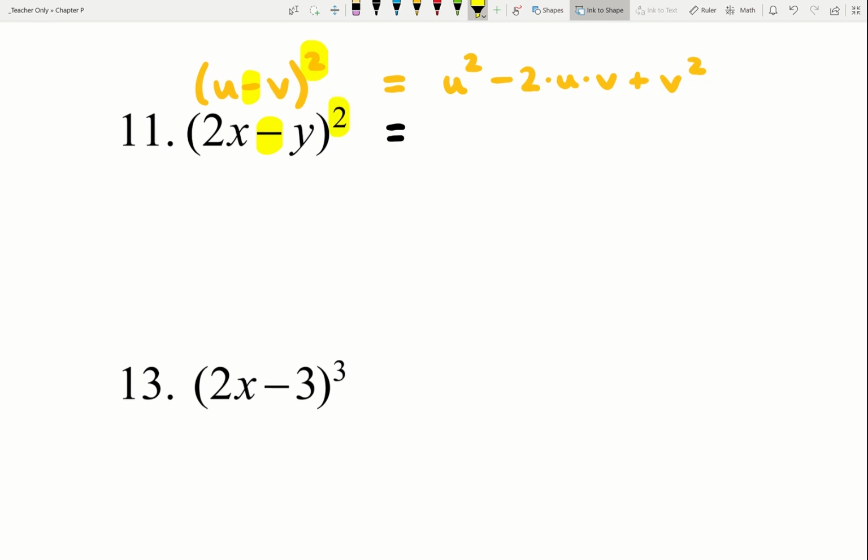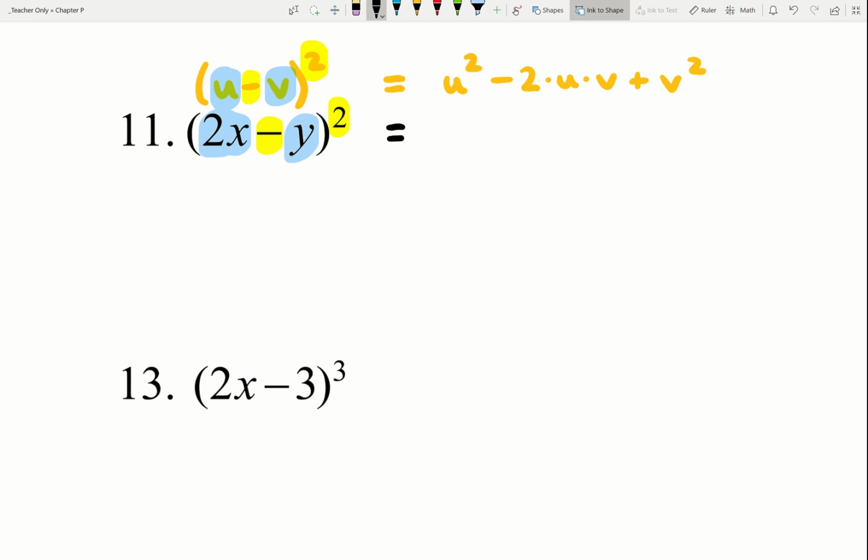So basically, this is the square of a difference formula. When you're trying to figure out what's playing the role of what, we just have to look at what's on either side of that minus sign. So playing the role of u today is simply going to be 2x, and playing the role of v today is going to be y, okay?